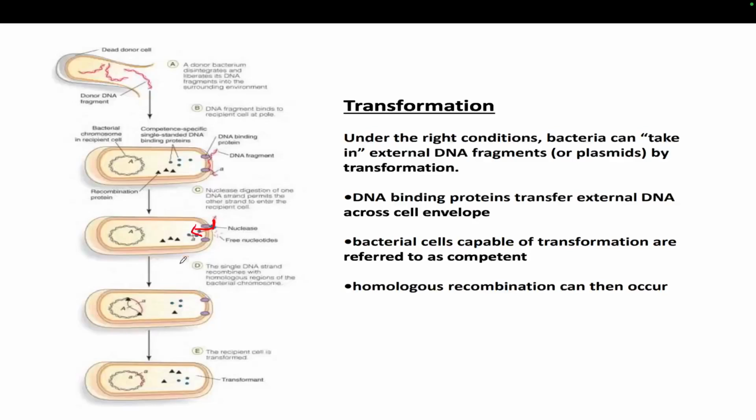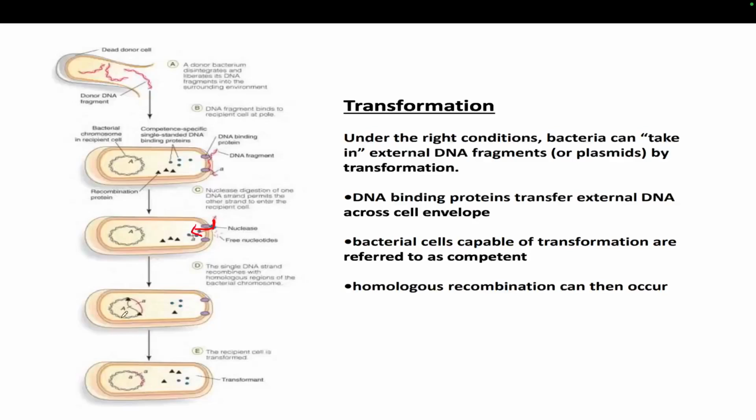Here you can see this red color. After going inside the cell, through the homologous region it undergoes homologous recombination. This recipient cell is now called transformed because it has developed a new character inside the cell. Apart from its own characteristics, it also acquires another characteristic which is encoded by this part of the gene.